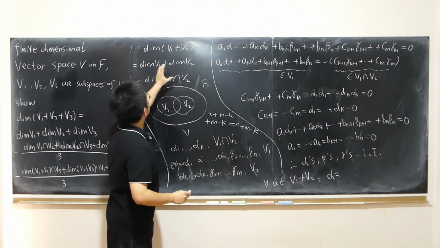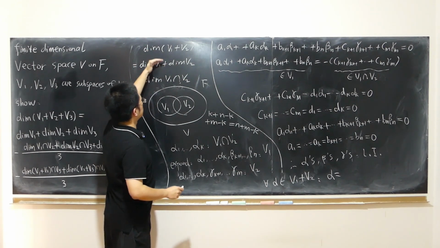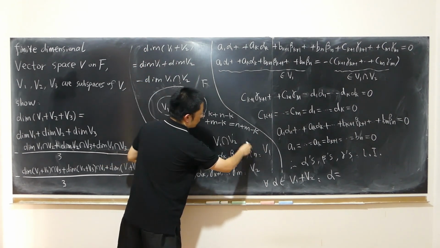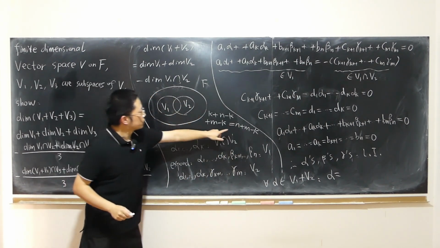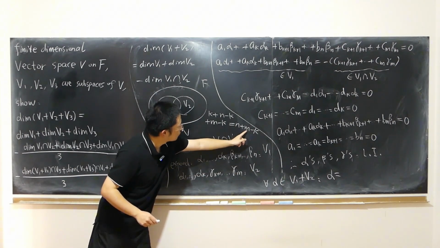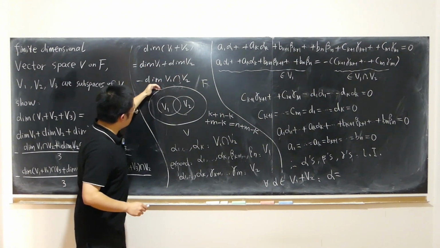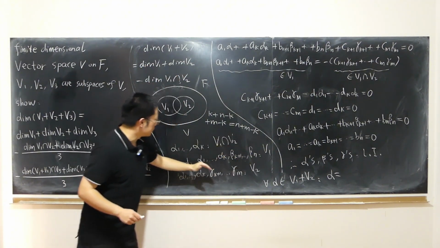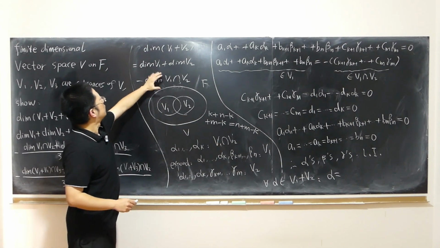So is it true? Yeah. So the dimension of V1 plus V2 is n plus m minus k. That's the dimension of V1, that's the dimension of V2, minus k. K is the dimension of V1 intersect V2. So this is really true.